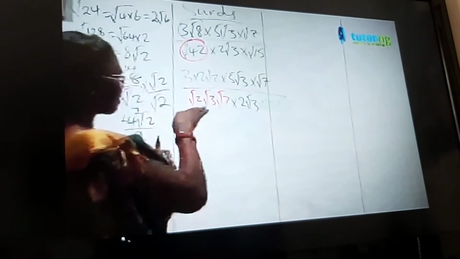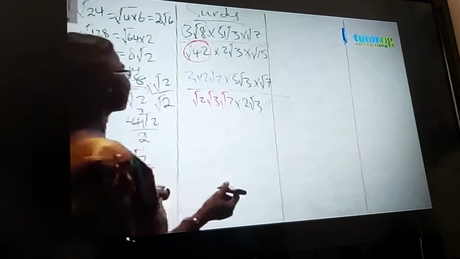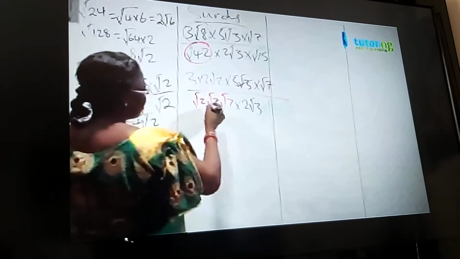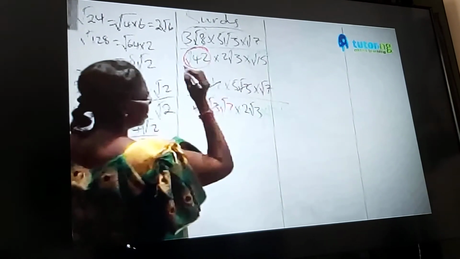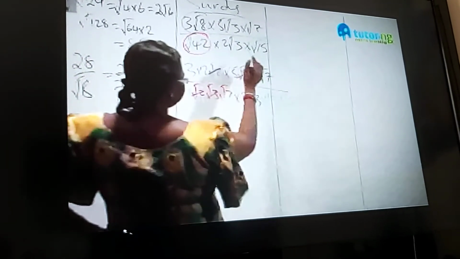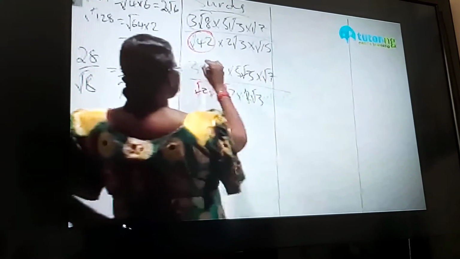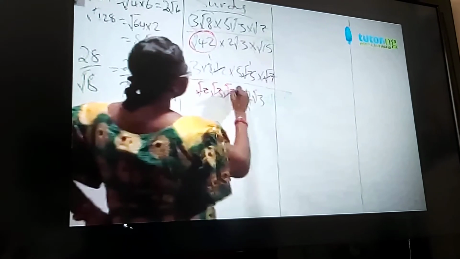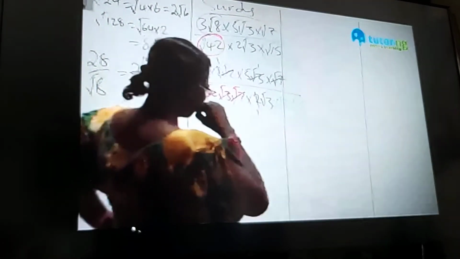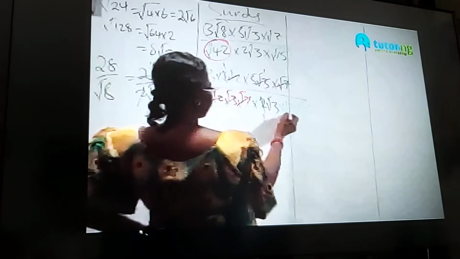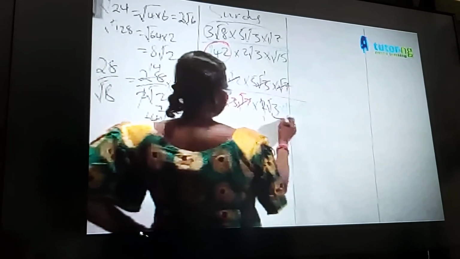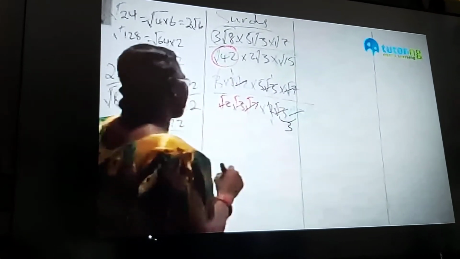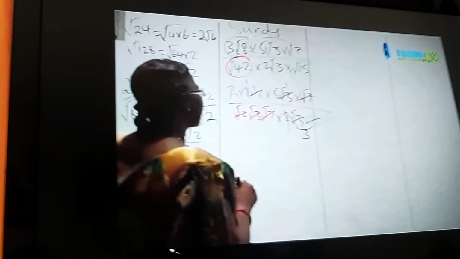And now, once everything is broken into pieces, the rest is just picking them out. So root 3, we cancel root 3. Root 2, we cancel root 2. What else? 2, we cancel 2. Root 7, we cancel root 7. Root 3 times root 3 will give you 3, so that cancels 3. And then you are just left with 5 and root 5.